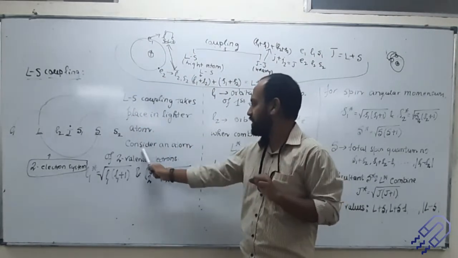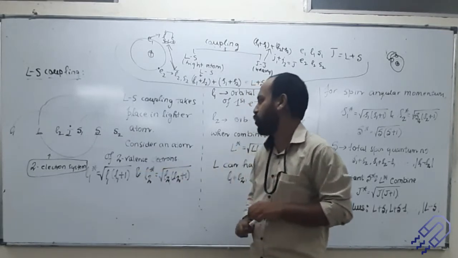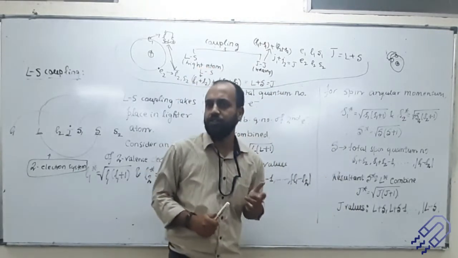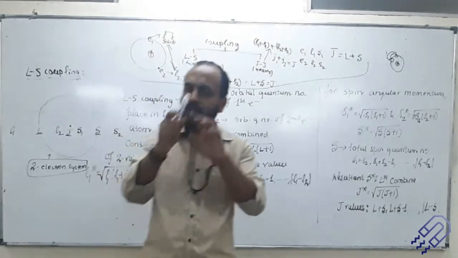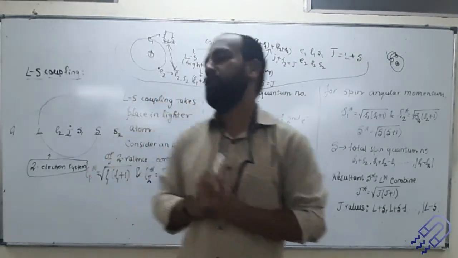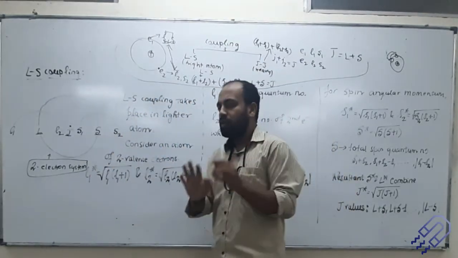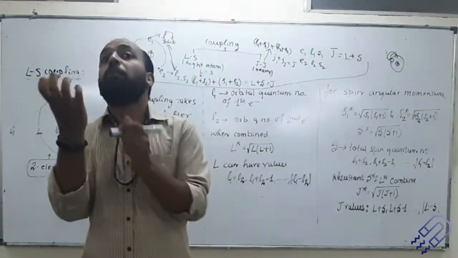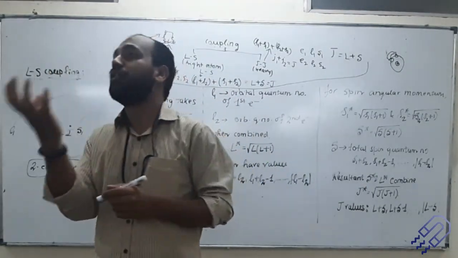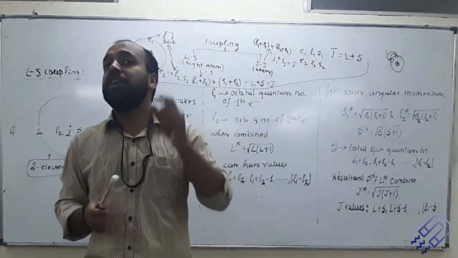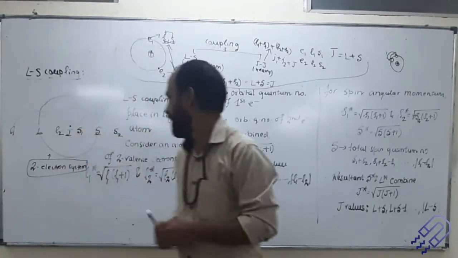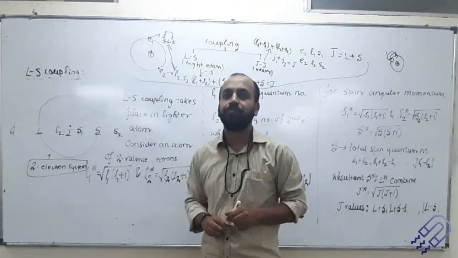Second point, consider an atom with 2 valence electrons. I hope all of you remember valence electron, the electron in the outermost shell, right? So any atom's properties, the chemical property, the electronic property, are most of the time dictated by the valence electron.